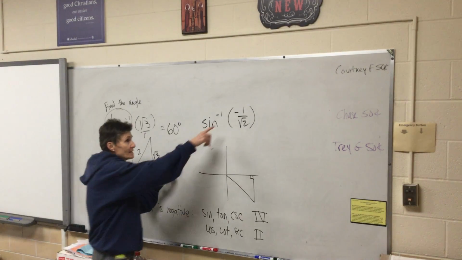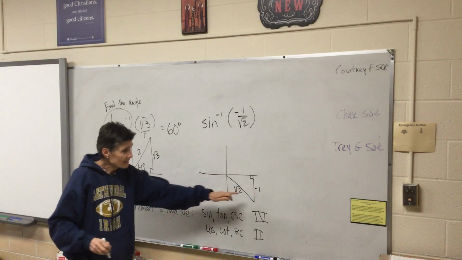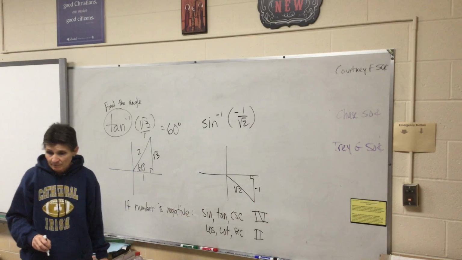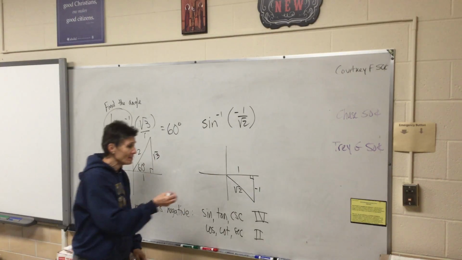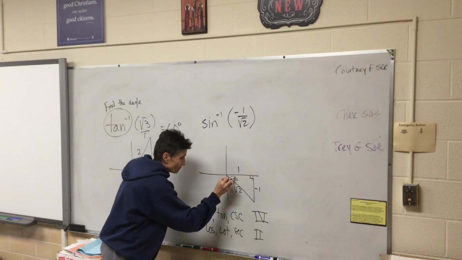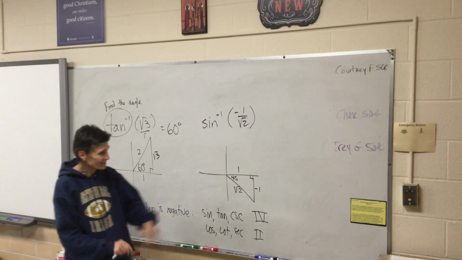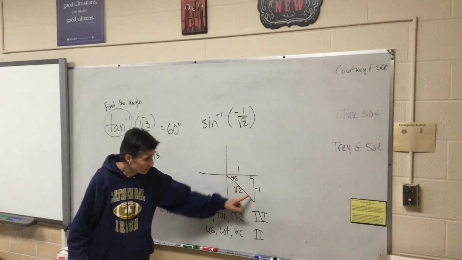Now, opposite over hypotenuse looks like this. Can you see how the negative fits down there, guys? Doesn't that make sense? And this side would be 1. And how big is this angle right here? Oh, shoot, 45. I just wrote it down. It's 45 degrees, because you have a 1, 1, root 2 triangle.